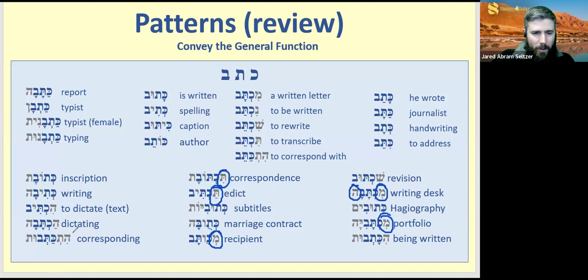The prefix hit, if anybody knows about the hitpa'el verbs, the prefix hit is something that someone does to him or herself or does with someone else back and forth, like getting married. That's going to be a hitpa'el verb. Corresponding back and forth, hitpa'el verb. It's going to have a hit prefix. So hitkatvut is the verbal noun of the action of writing back and forth, what in English we call corresponding.